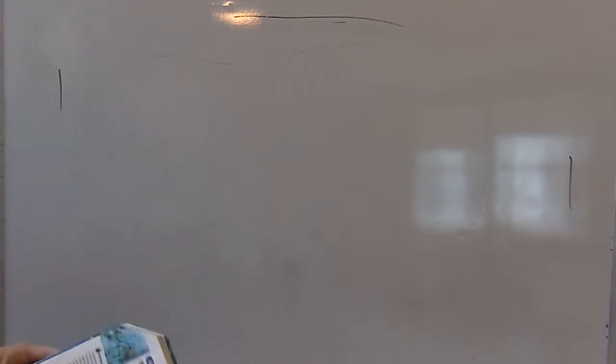Hi, I'm Mr. Kangas, and today we're going to take a look at Chapter 7, Section 4, Constant Rate of Change and Direct Variation.